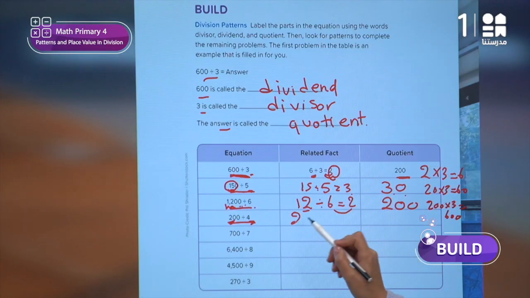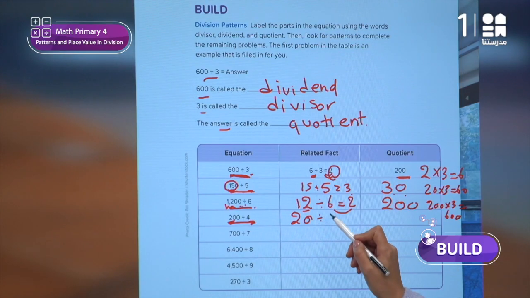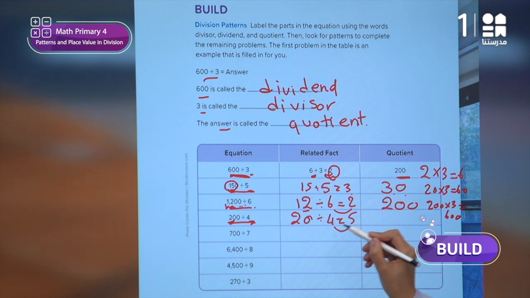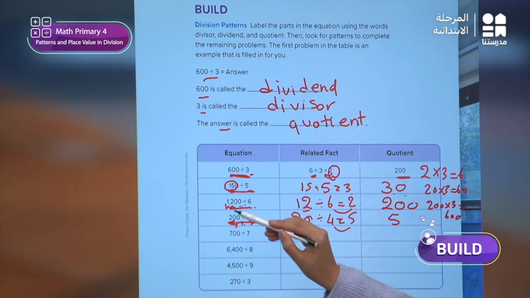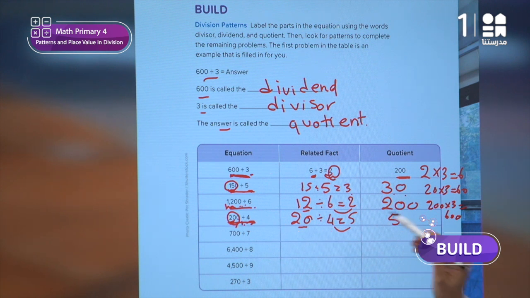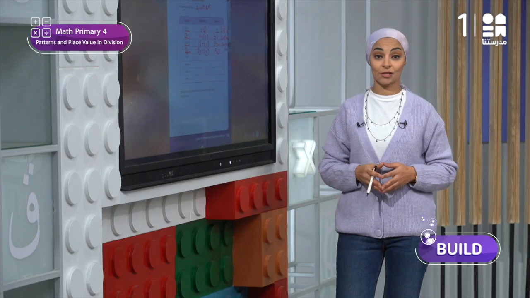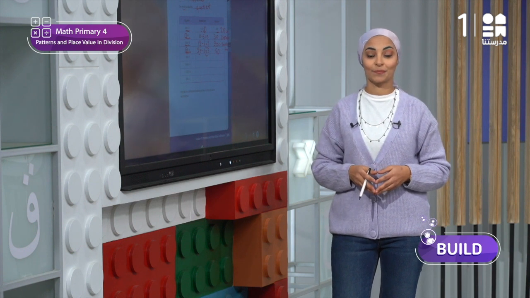يبقى when I divide, هعمل 20 divided by 4 equals 5. Why? لأن 4 times 5 gives me 20. So the answer is 5? No, don't forget to put these zeros. So the answer, sorry, 1 0 only because I said 20 divided by 4, 5. So I will add 1 0. The answer is 50. So my quotient is 50.